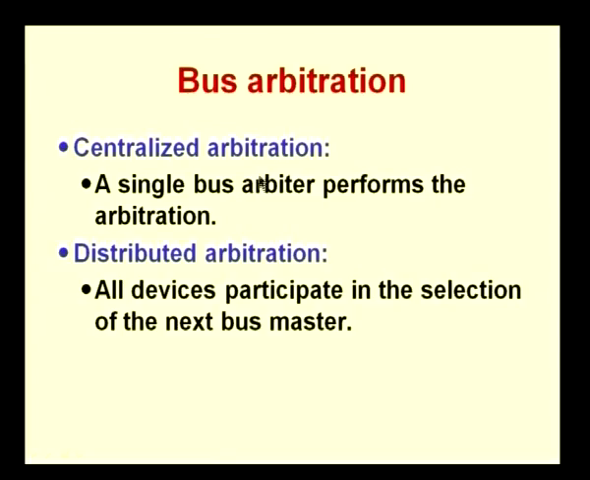This is one style in which the arbitration can be done. Another mechanism for doing the arbitration is the distributed arbitration mechanism. Here, all the devices participate together in the selection of the next bus master. That is, every device will put out some information and then we will look at the information on the bus and together in a cooperative manner determine who has to become the bus master. We will take an example of both centralized and distributed arbitration mechanisms and see how they work.